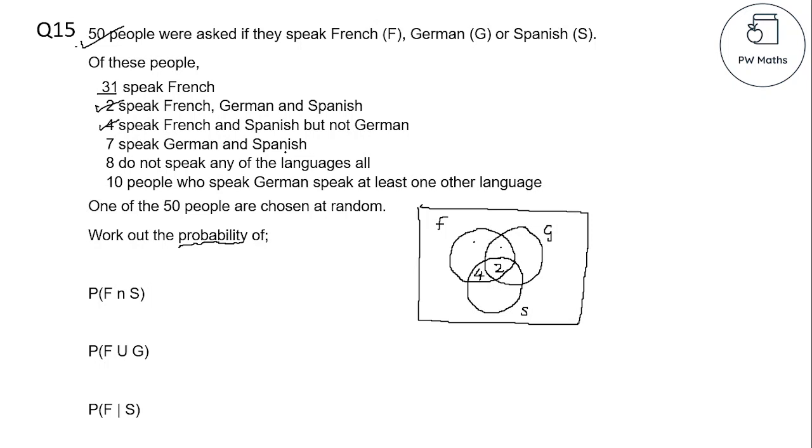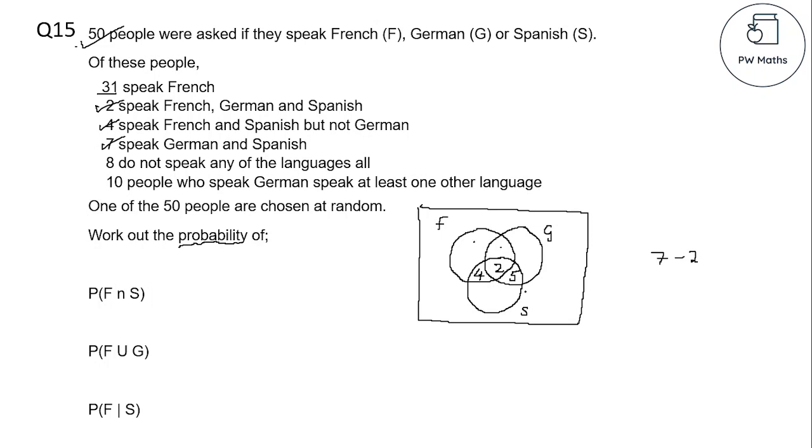7 speak German and Spanish. They've got to be in that circle, and that circle. The vast majority of students might make a mistake here by writing in the number 7. We already know about those 2. So we've got to do 7 minus 2, and that's why 5 people go in there. We can still see 7 people speaking German and Spanish because of the other 2.